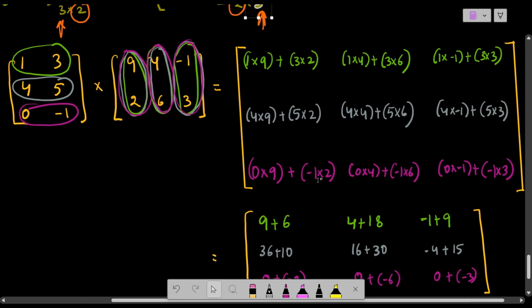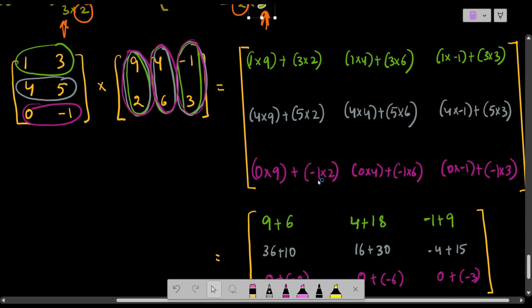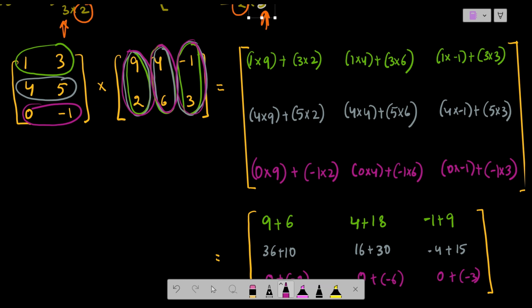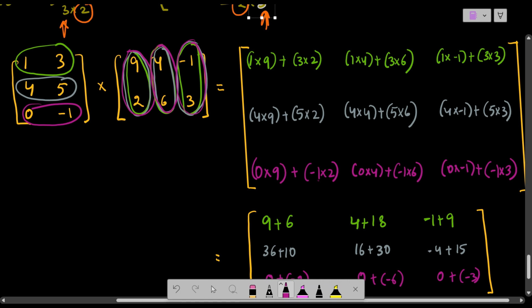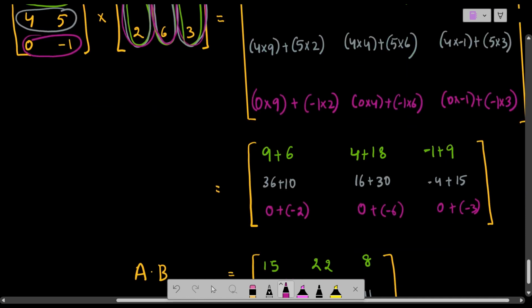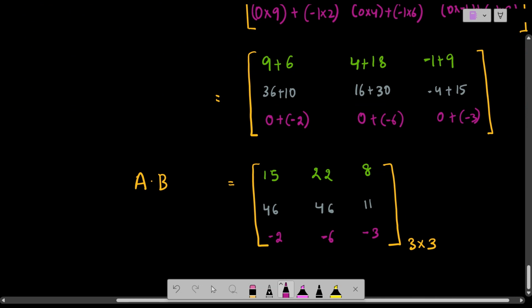It is here. So we have to multiply first row elements with the first column elements, multiply and add, and place in the first column, and second row elements with the second column, first row first column, second row first column, third row first column, and multiply and add, place in the first column. The same way second column, fill the third column. You will get a 3 by 3 matrix. Did you understand, students, how to multiply?